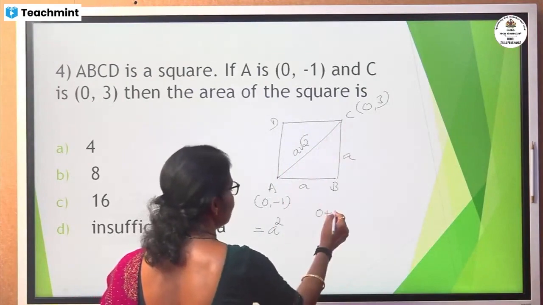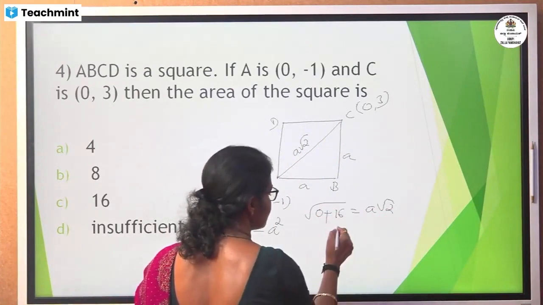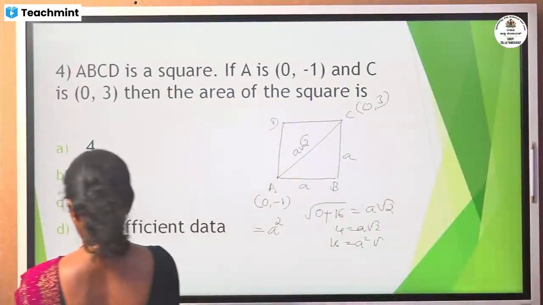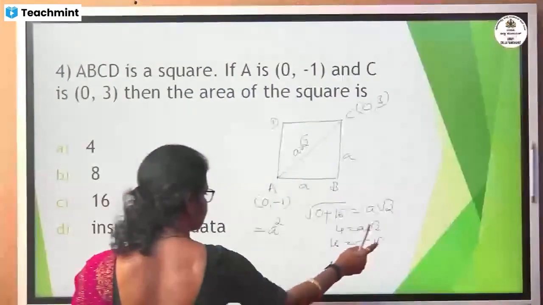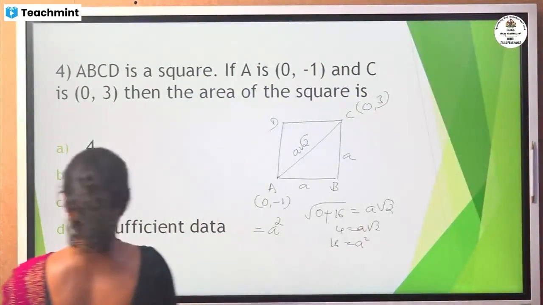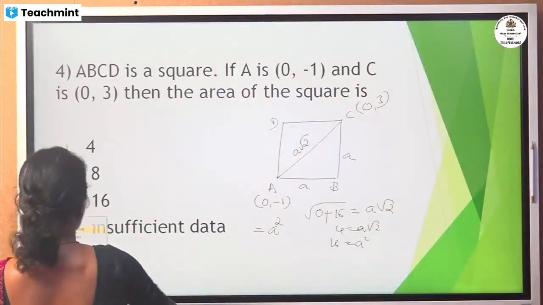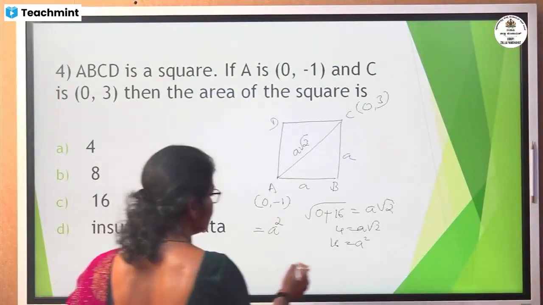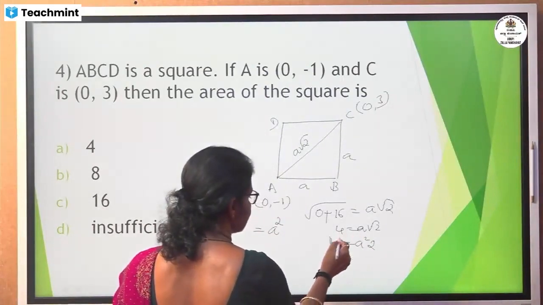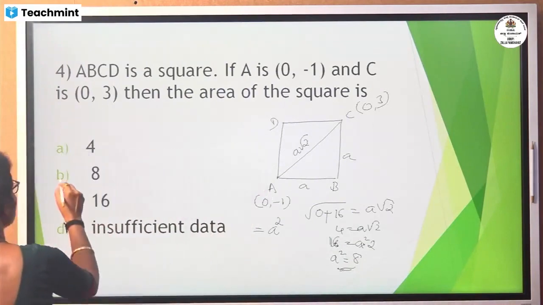0 plus 3 plus 1, that is 4 squared, 16 actually. Root of this will be a root 2, so 4 is a root 2. Get the value of a and square it, and we'll get the area of the square. So a squared: 4 equals a root 2, so 16 is a squared into 2. So a squared is equal to 8. That is the area actually. If you check with the options, option B holds good.